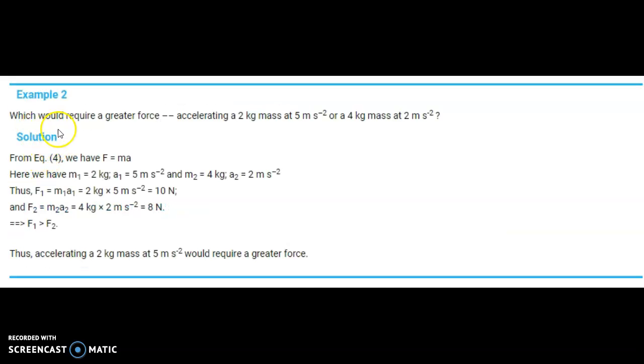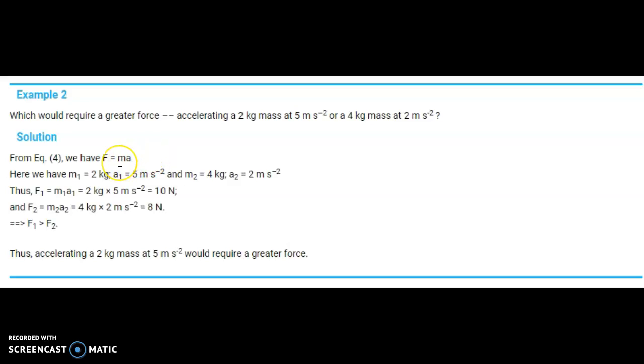Second example: which would require a greater force, accelerating a 2 kg mass at 5 meters per second square or a 4 kg mass at 2 meters per second square? So what is given? Mass is given and acceleration is given. You have to find out the force and which will be greater.